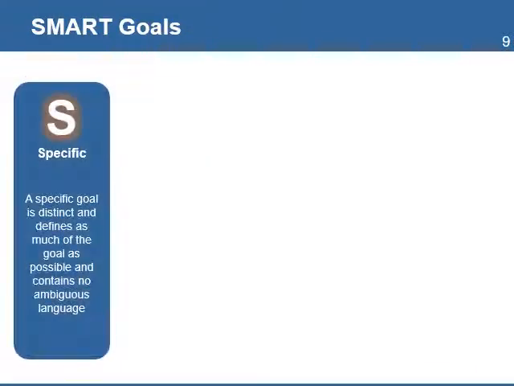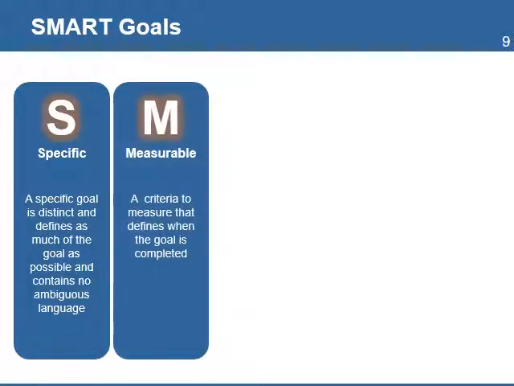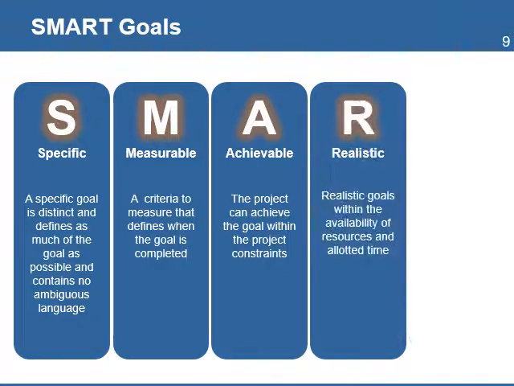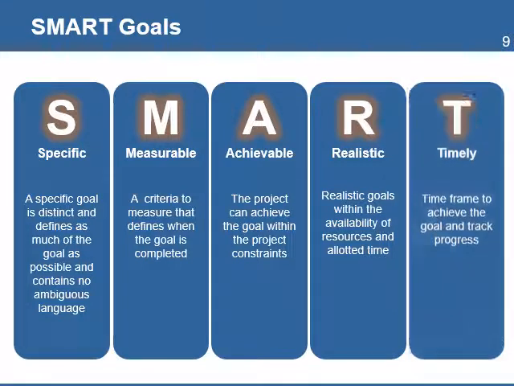Specific. A specific goal is distinct and defines as much of the goal as possible and contains no ambiguous language. Measurable. A criterion to measure that defines when the goal is completed. Achievable. The project can achieve the goal within the project constraints. Realistic. Realistic goals within the availability of resources and the allotted time. And timely. The time frame to achieve the goal and track progress.